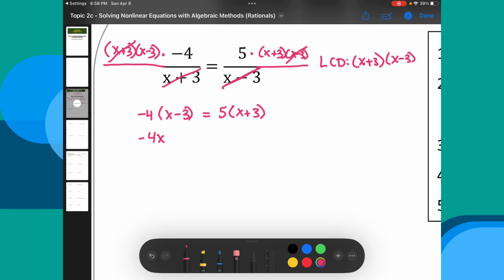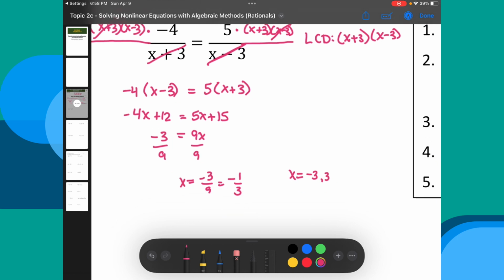So -4x plus 12 is equal to 5x plus 15. Bring your variables together, subtract your 15 from both sides, and then divide. We're going to get x is equal to -3/9, which will reduce to -1/3. Going back to our original problem, we have those x plus 3 in the denominator. So if we plug in a -3, we'd get 0. And then we have x minus 3. So if we'd plug in a 3, we would get a 0 in the denominator, which is not allowed.